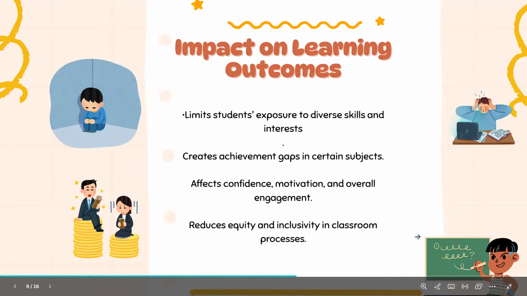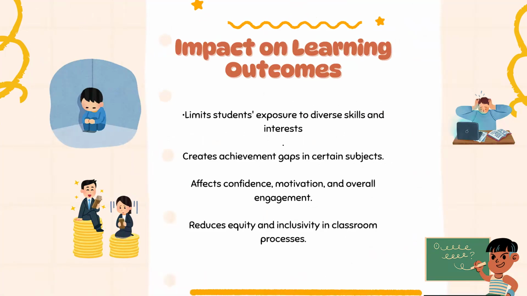Impact on learning outcomes. All these factors affect learning in significant ways. Children do not explore their full potential because they stay within gendered boundaries. Girls may underperform in subjects like mathematics or science even though they have capability. Boys may miss out on developing communication or emotional skills because they avoid activities that build them. Over time, these patterns create achievement gaps and uneven participation. A stereotype may seem small, but repeated stereotypes can shape a child's entire academic journey.